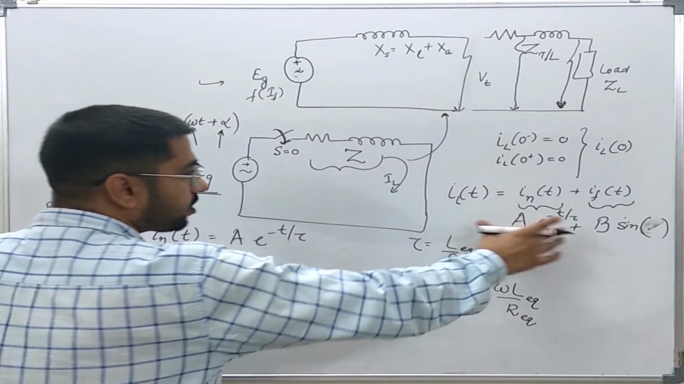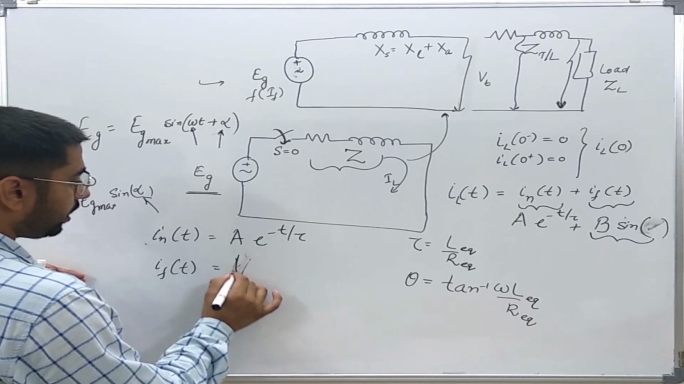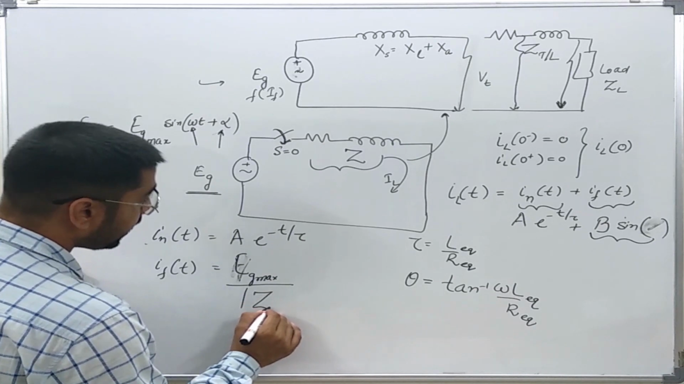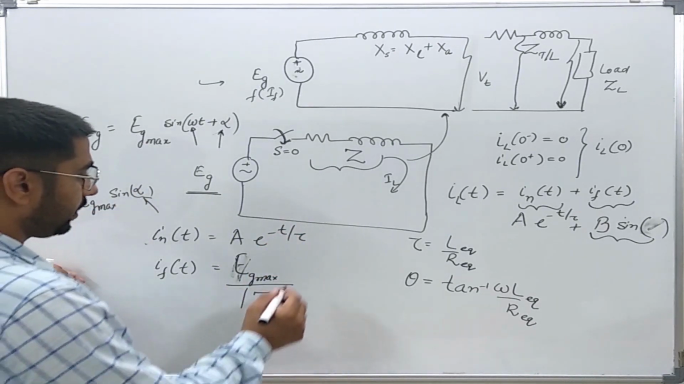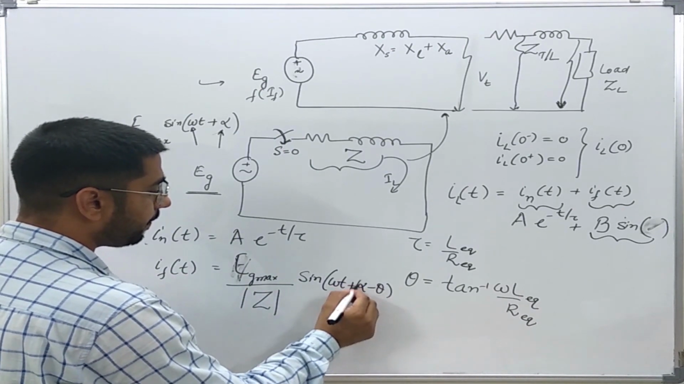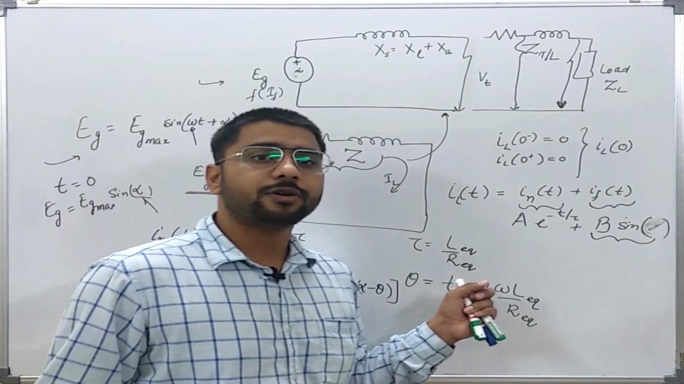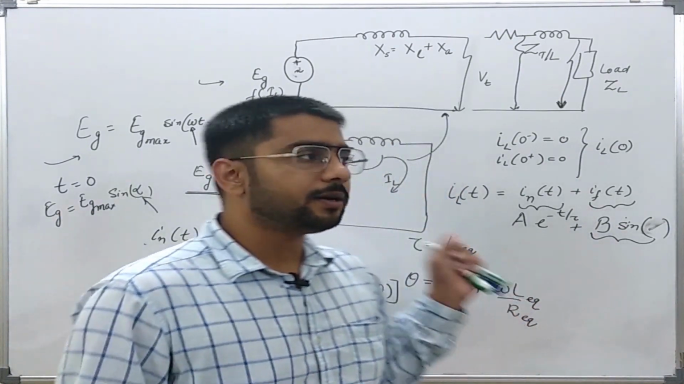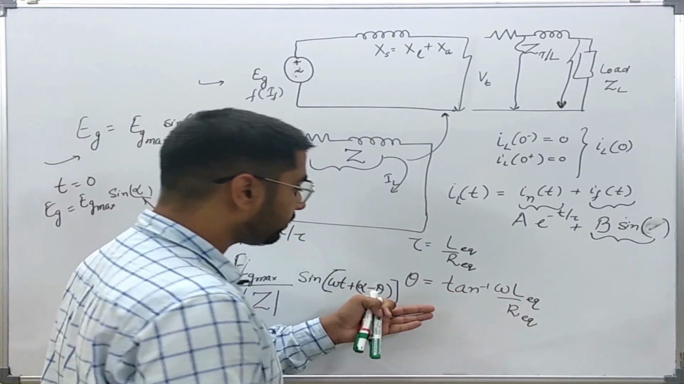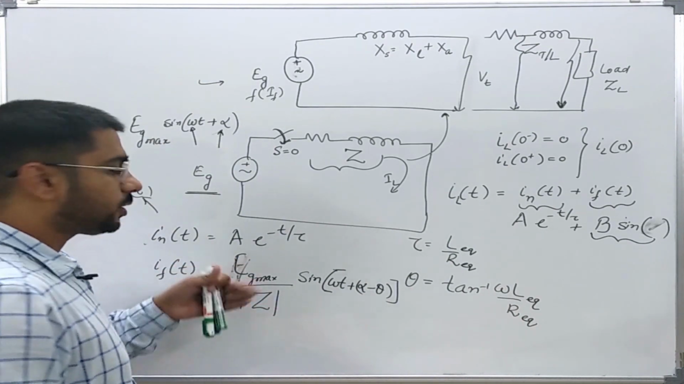So this forcing function or the forced response will be of the form Eg max divided by the impedance of the circuit, magnitude, sine omega t plus alpha minus theta. This kind of forced response we have derived in our first lecture of this course when we studied the basic part of the phasor analysis. Although I have not clearly told that this is the only steady state response or the forced response, it was already understood that we were dealing with the forced response.